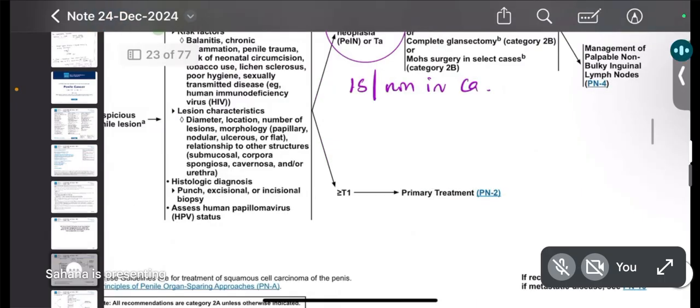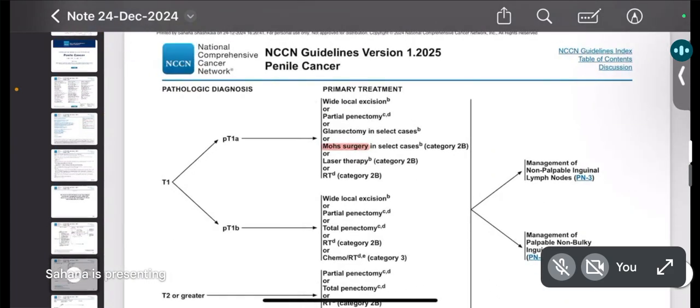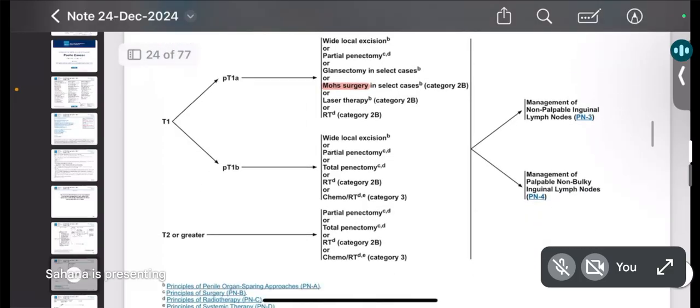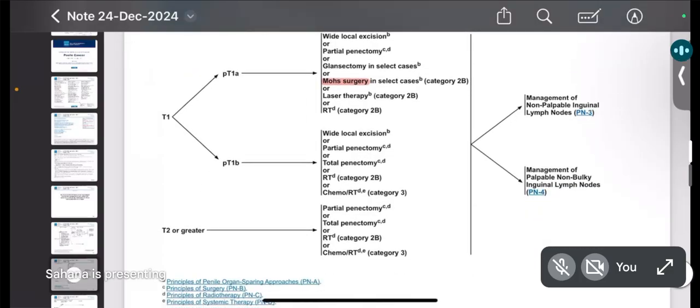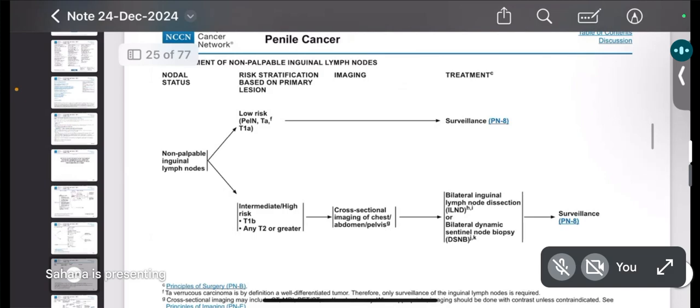If it is more than or equal to T1, now there is lamina propria breach. If it is grade 1 without LVI, then you can resort to only local treatment and observe. If it is more than T1B, then addressing your inguinal region by invasive staging is mandatory. T2 and greater, you will do some form of amputation, partial or total, or chemo RT or RT for poor risk category patients. Now coming to nodes, there is no palpable node, and you will look at the primary.